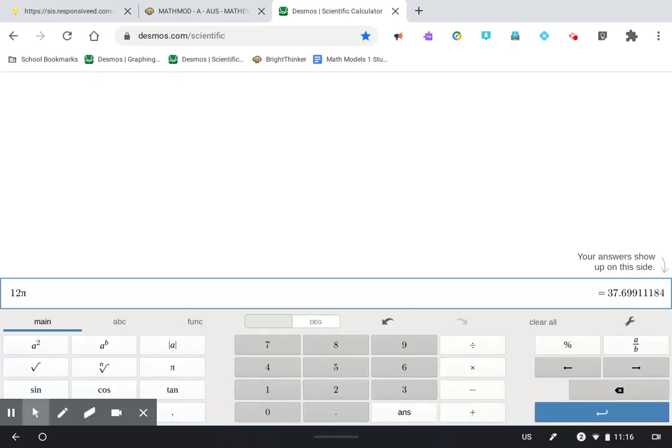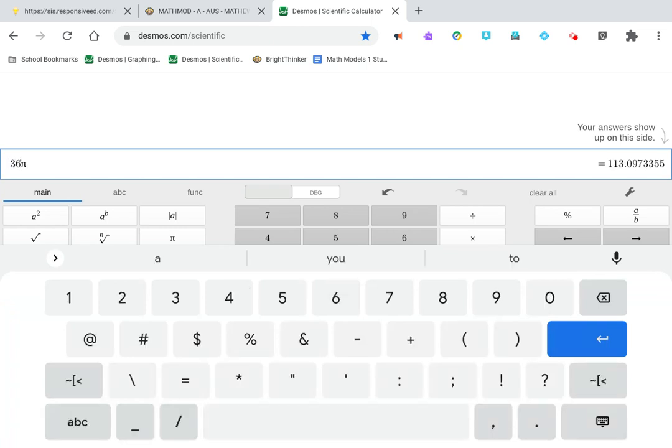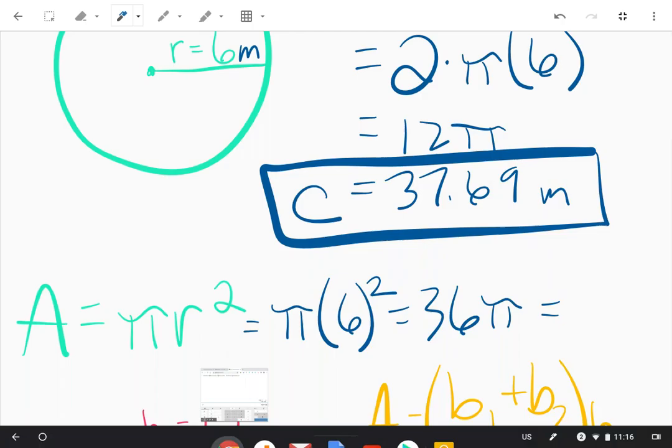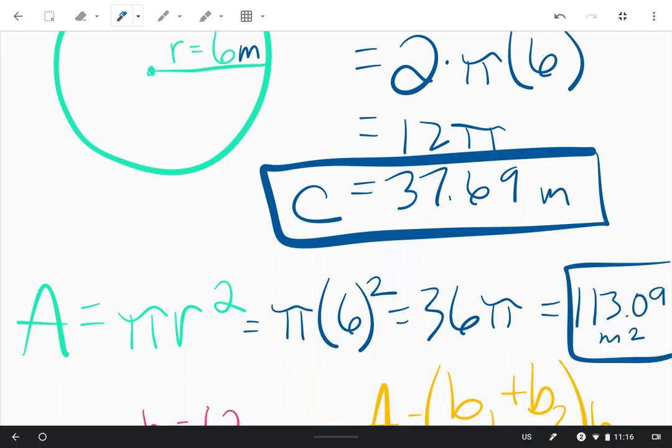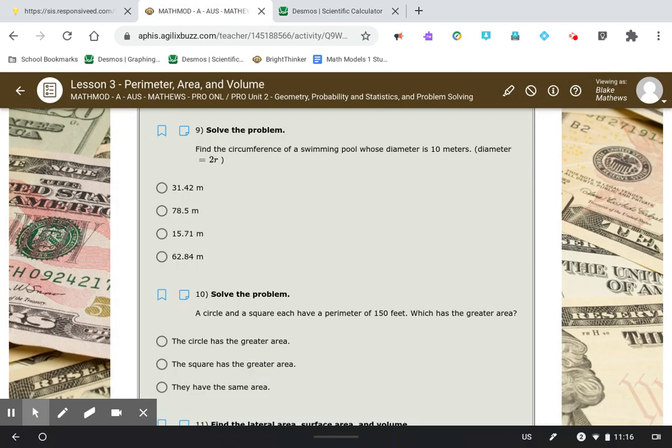Go back over to our calculator and do 36 pi, which is 113.09 meters squared. That's our area. That one just asks you for circumference. So the diameter is 10 meters. Just to remind you, diameter is equal to 2 times the radius. So the radius is half of that. You need to do that before you go into the formula for using the radius.